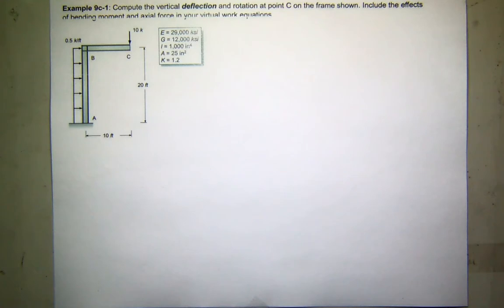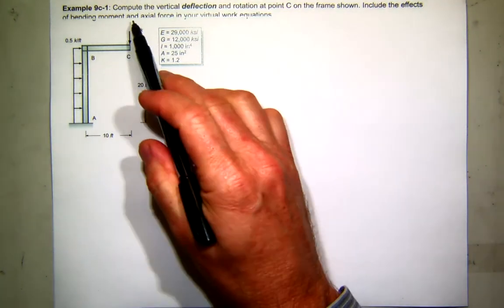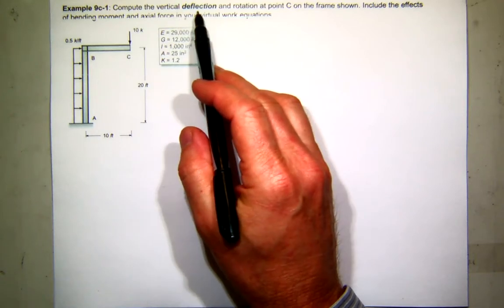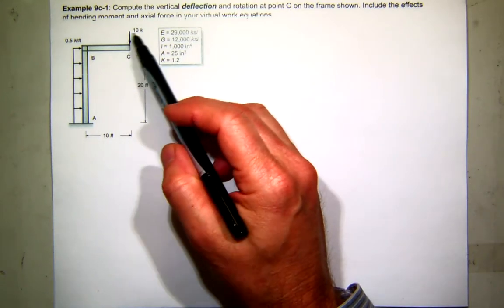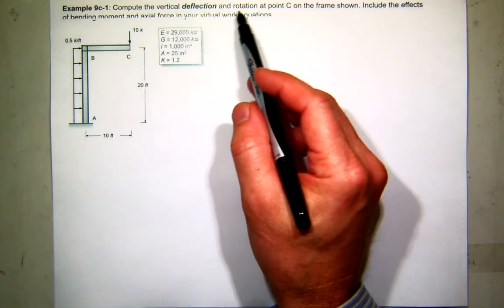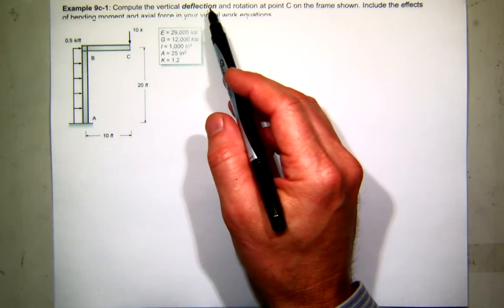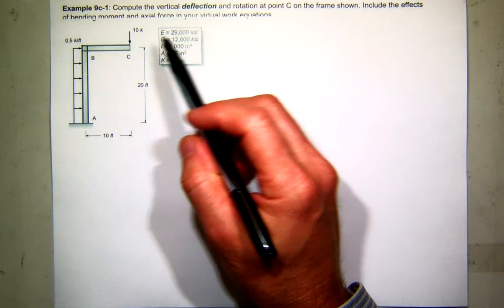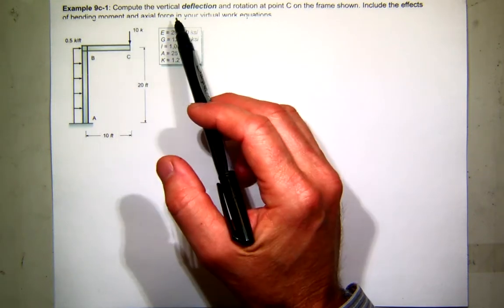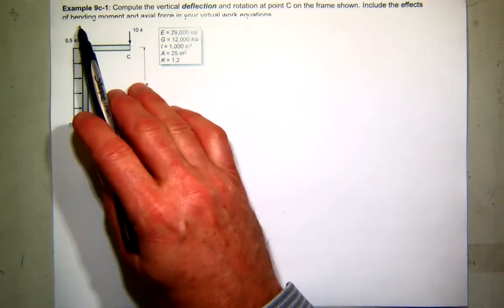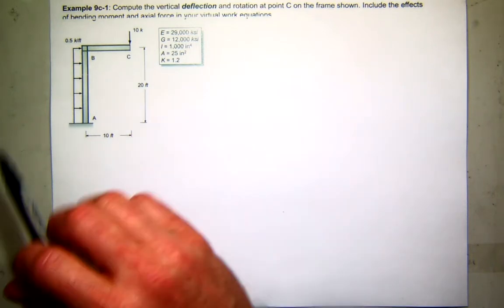All right, so here's a problem. We want to compute the vertical deflection and rotation at point C. That's here on this free end. We'll probably just focus on the deflection today. It says include bending energy and axial force. I'm sorry about that. The printer kind of took off the bottom half of that.